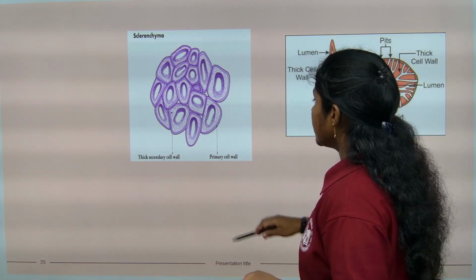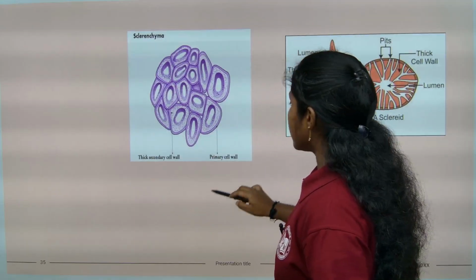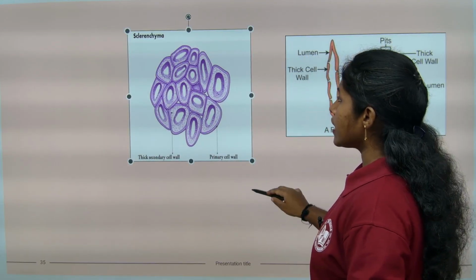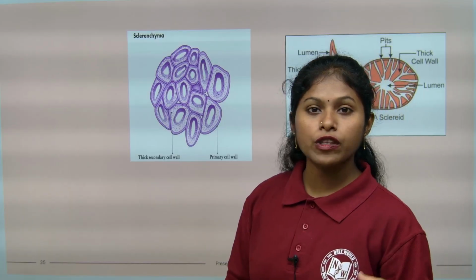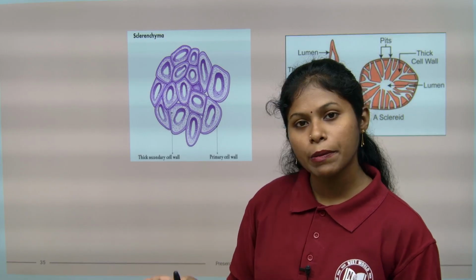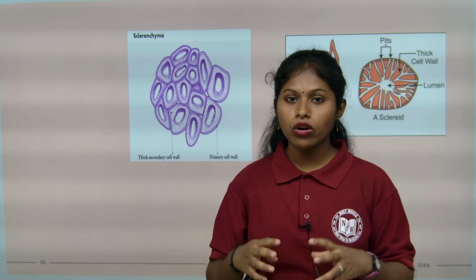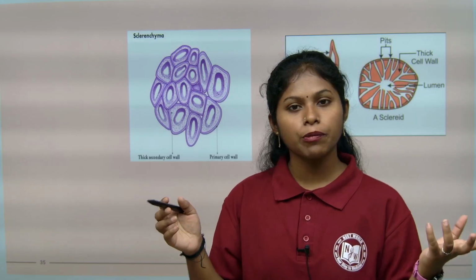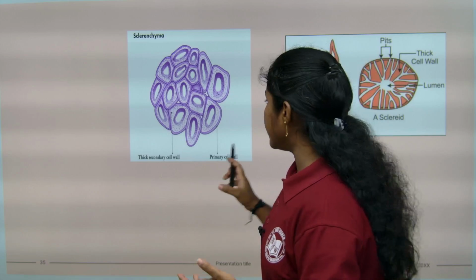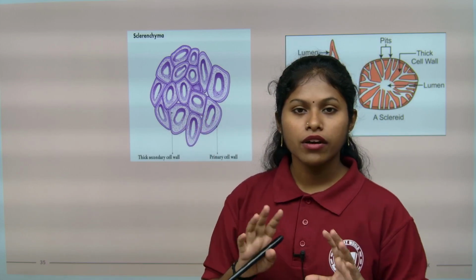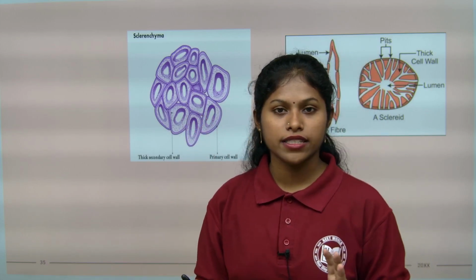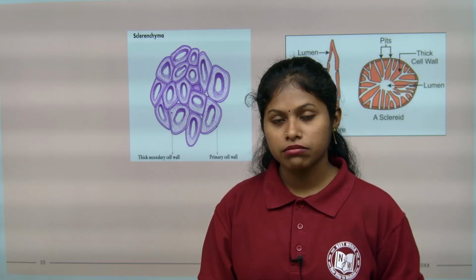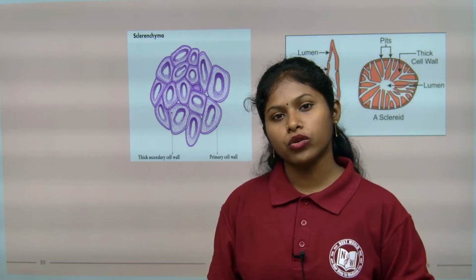Here we see the thick cell walls, with deposition of more lignin, and we have the primary cell wall. There is no protoplasm. What is meant by protoplasm? Protoplasm includes the cytoplasm with the nucleus. The cytoplasm is just inside the cell, excluding the nucleus. So protoplasm is cytoplasm plus nucleus, but cytoplasm excludes the nucleus, right?